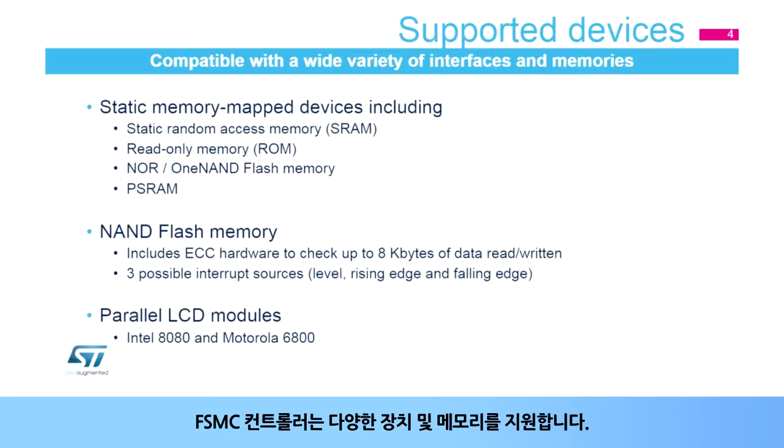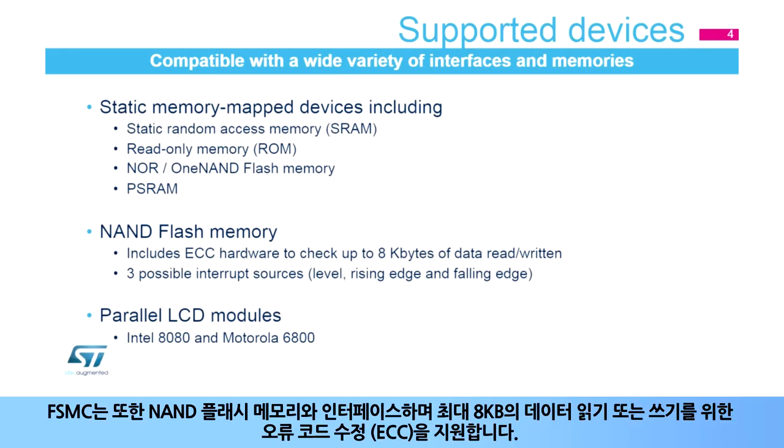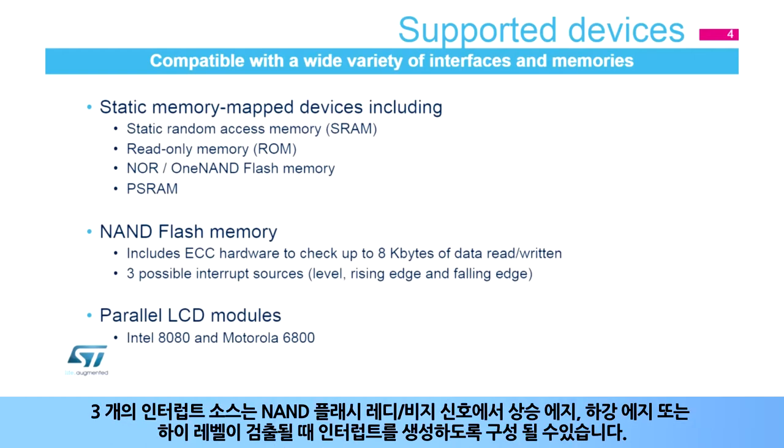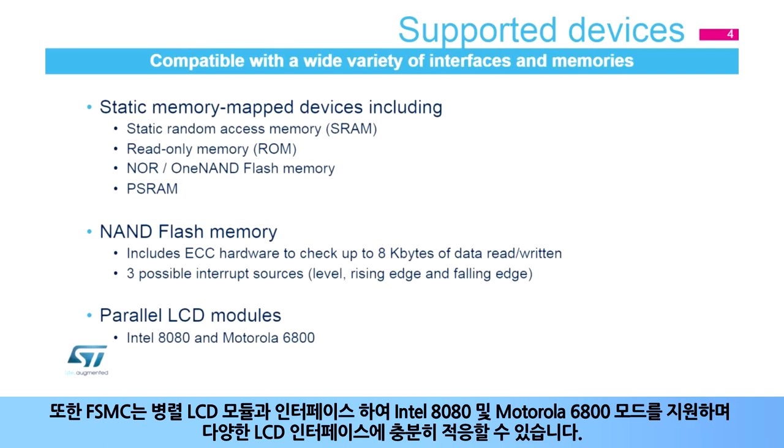The FSMC controller supports a wide variety of devices and memories. It interfaces with static memory mapped, including static random access memory, or SRAM, read-only memory, or ROM, NOR or OneNAND flash memory, and PSRAM. The FSMC also interfaces with NAND flash memories and supports error code correction, or ECC, for up to 8 kilobytes of data read or written. Three interrupt sources can be configured to generate an interrupt when a rising edge, falling edge, or high level is detected on the NAND flash ready busy signal. Furthermore, the FSMC interfaces with parallel LCD modules, supporting the Intel 8080 and Motorola 6800 modes, and is flexible enough to adapt to various LCD interfaces.